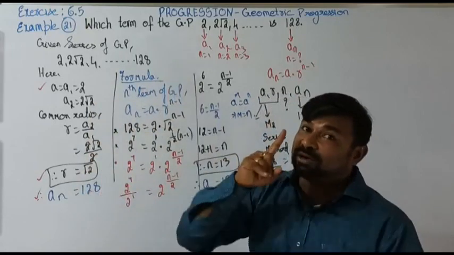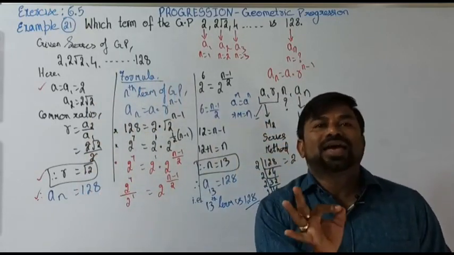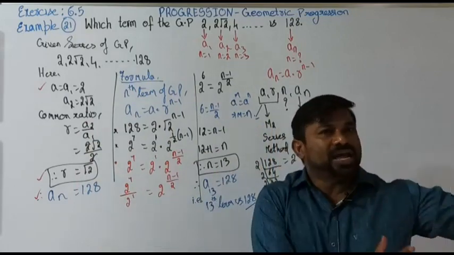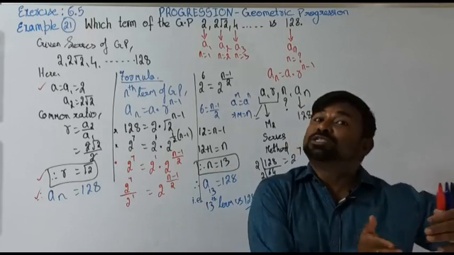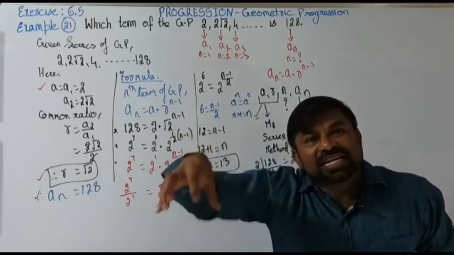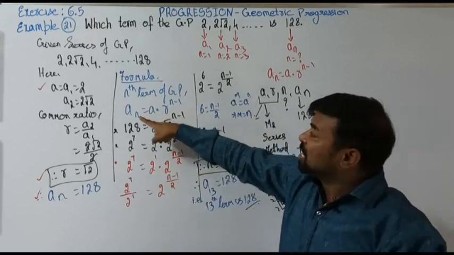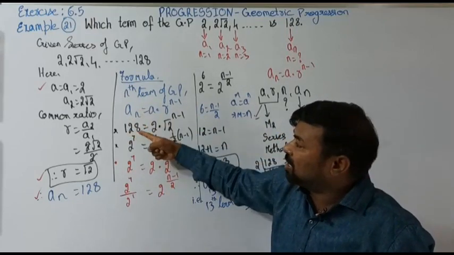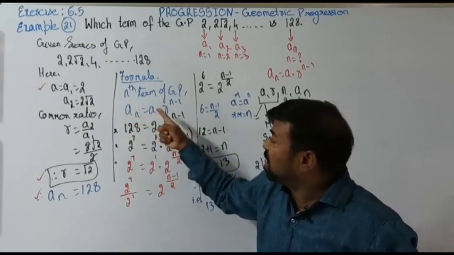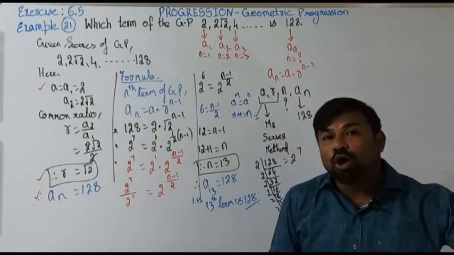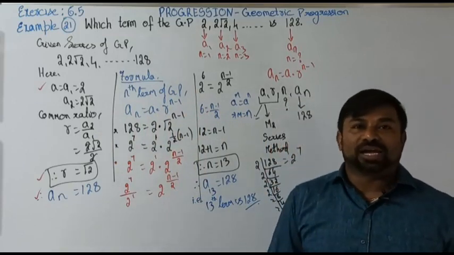So plug it in, but remember one logic. To find n, go to the An formula. Fix it in your mind. To find n, go to the An formula. N means roll number. An means the person or the number sitting in that roll number. Who is the person sitting there? 128. You plugged it in the place of An. A you got, R you got. Simplify. Then you will be getting the position, the roll number of that 128. Hope you got it.